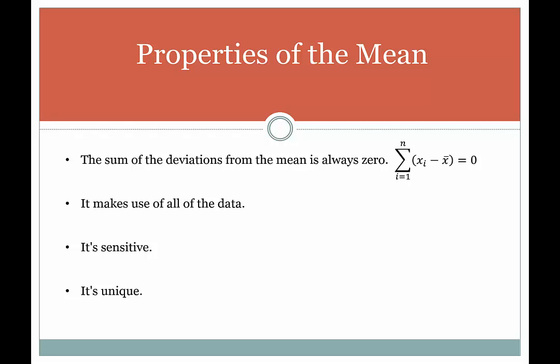All right, in this short video, we're discussing the properties of the mean. There are four properties of the mean I'd like to discuss. The first is that the sum of the deviations from the mean is always zero.